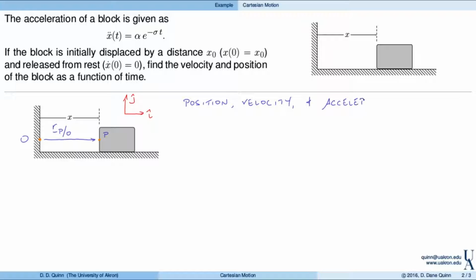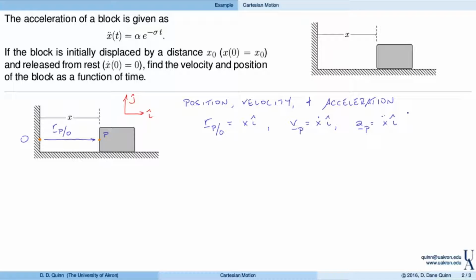And those are given as r of p with respect to O is x in the I direction. The velocity is v of p is x dot in the I direction. And finally, the acceleration of point P is x double dot in the I direction. So again, essentially, we're trying to relate the position, velocity, and acceleration to the coordinate x that was given in the problem statement.